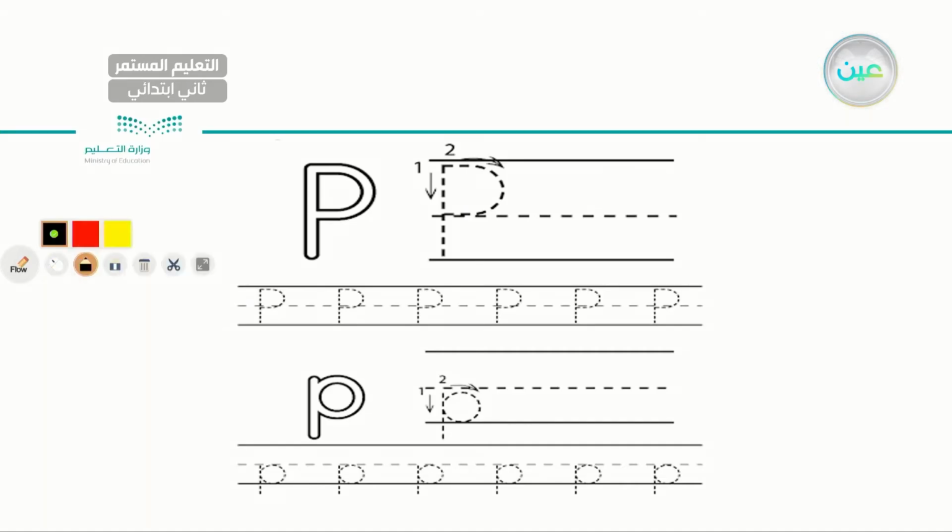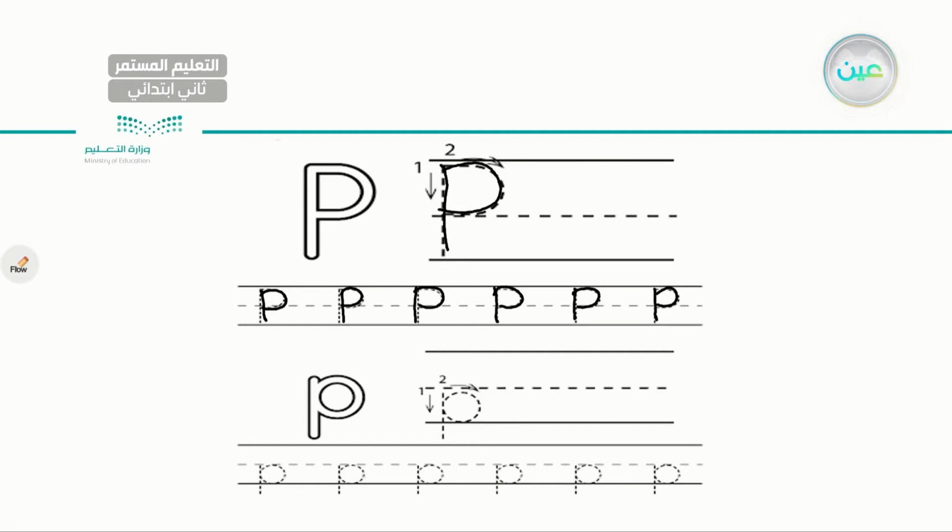Now, how to write capital P and small p? Now, have your pencils ready and let's start. Just go ahead and look at the arrows. Starting from number 1. Okay, that's the capital P. Let's go ahead and write the capital P. P, parrot, pumpkin, pie, pencil. Okay, that's the capital P.